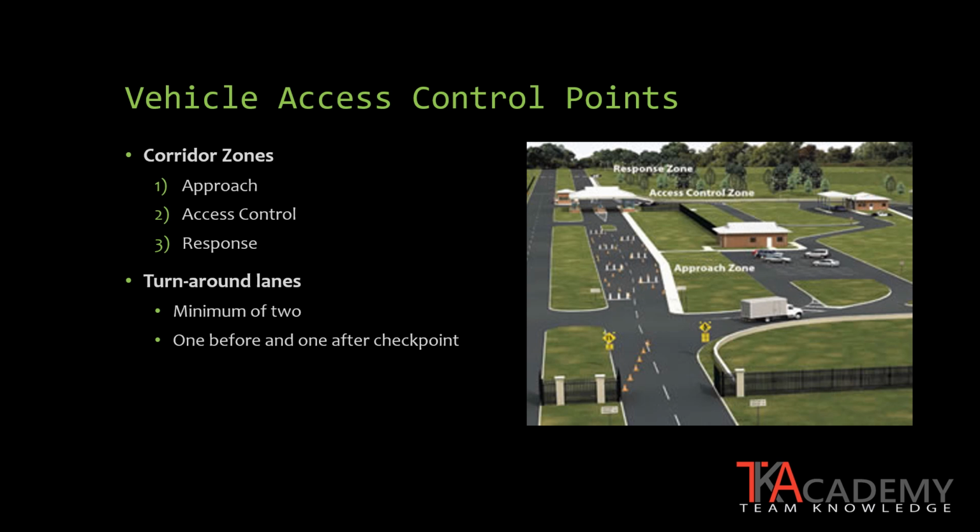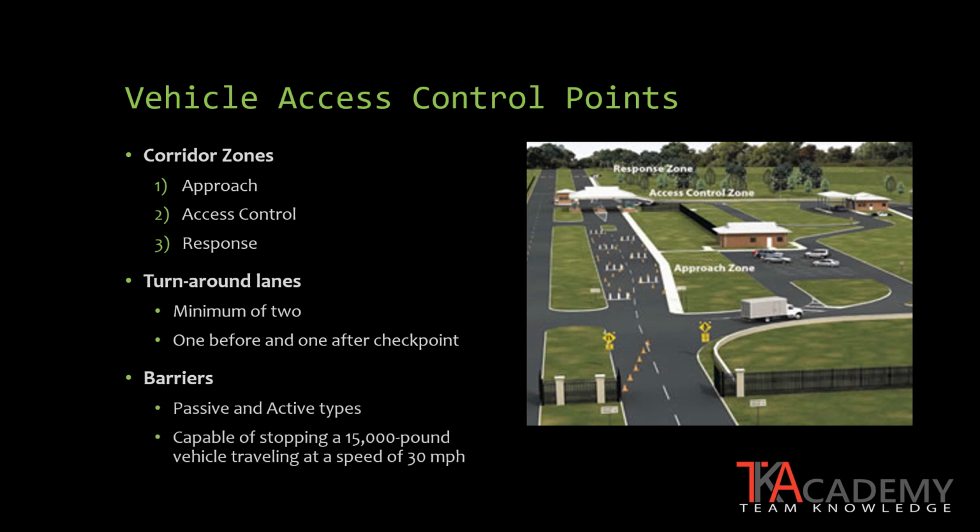Any effective physical security system at a vehicle access control point is going to include both passive and active barriers. Passive barriers are critical in ensuring that oncoming vehicles stay within their prescribed lanes and in maintaining control of their speed. Passive barriers that serve as crash protection should be capable of stopping a 15,000-pound vehicle traveling at a speed of 30 miles per hour. Active barriers are usually placed within the response zone to stop runaway vehicles.